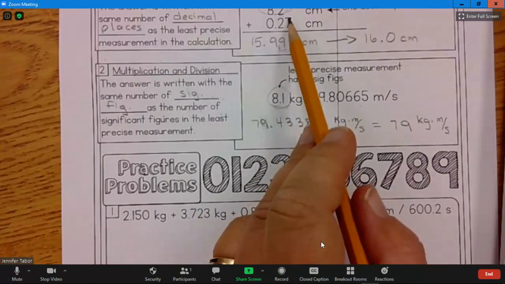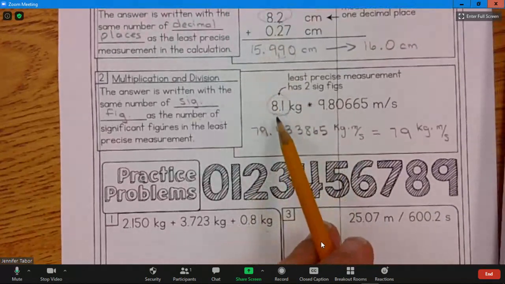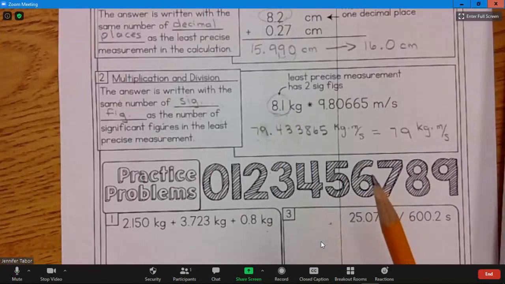Okay? At adding and subtracting, places past the decimal. Multiplying and dividing, total significant figures. Right, those are the two rules.